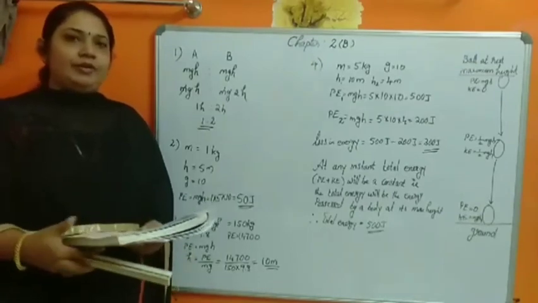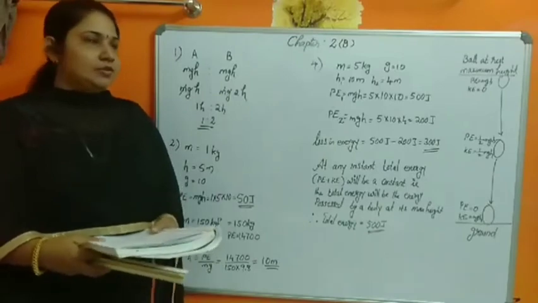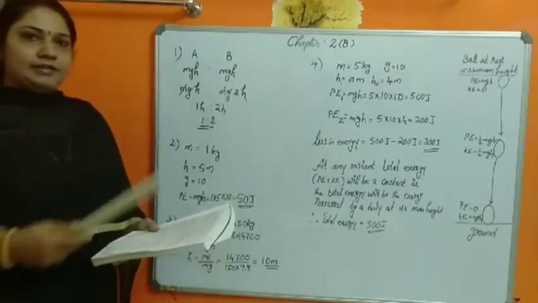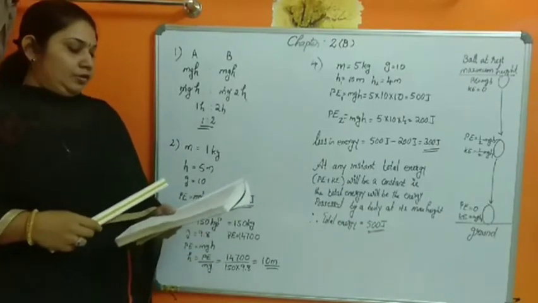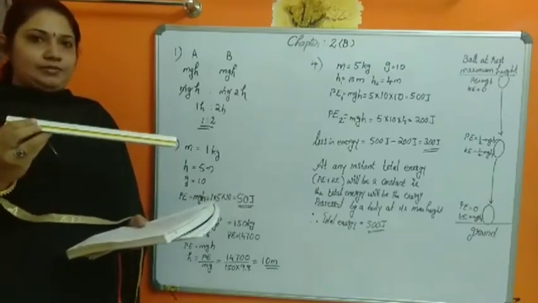Hi everyone, today we are going to start with chapter 2b numericals. So our first question is, I think the board is clear to you. I again repeat, please keep your mobiles in a landscape way, like this way.